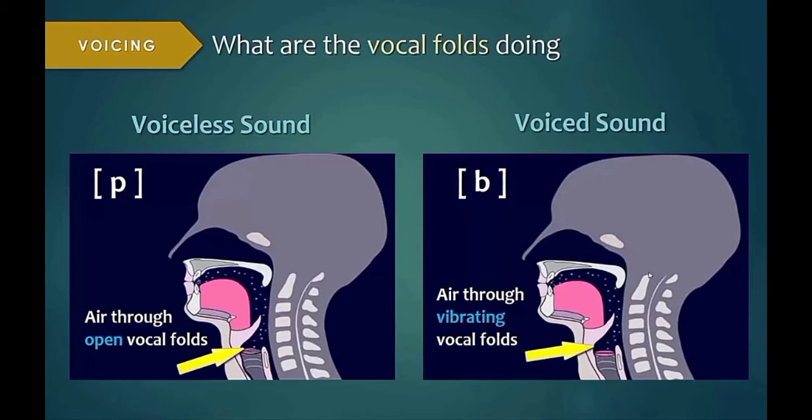Voicing, or state of the glottis, refers to what the vocal folds are doing. When air passes through open vocal folds, we call this a voiceless sound. When air passes through vibrating vocal folds, we call this a voiced sound. You can feel the difference between voiced and voiceless sounds by putting your hand right here on your Adam's apple if you are male, or where your Adam's apple would be if you are female.